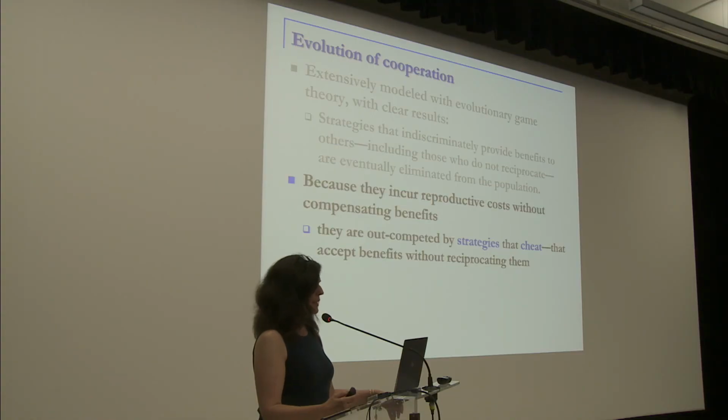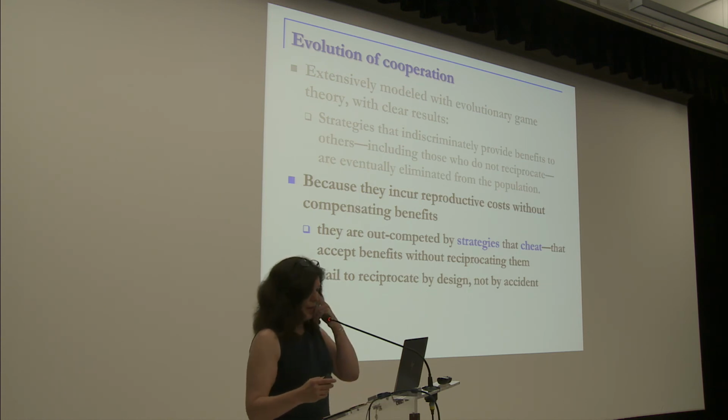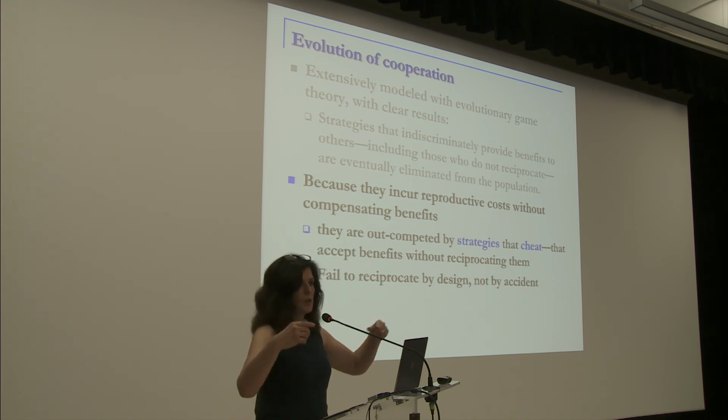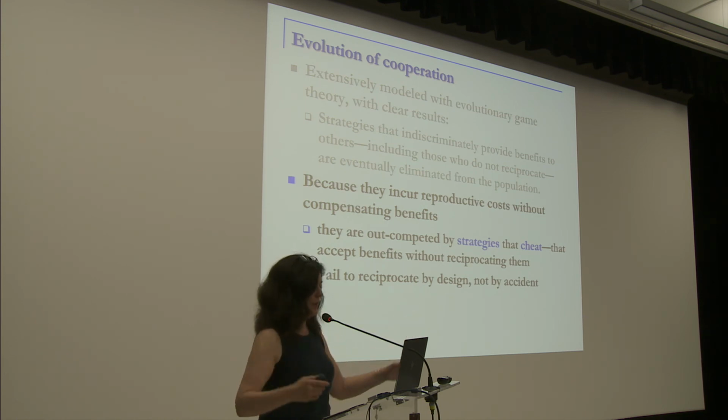Strategies that indiscriminately provide benefits to others, including those who do not reciprocate, are eventually eliminated from the population because they incur reproductive costs without compensating benefits. They're outcompeted by strategies that cheat, defectors, strategies that accept benefits without reciprocating them. The issue is a failure to reciprocate by design, not by accident, right? Because what's happening in natural selection is a selection of alternative designs, okay?